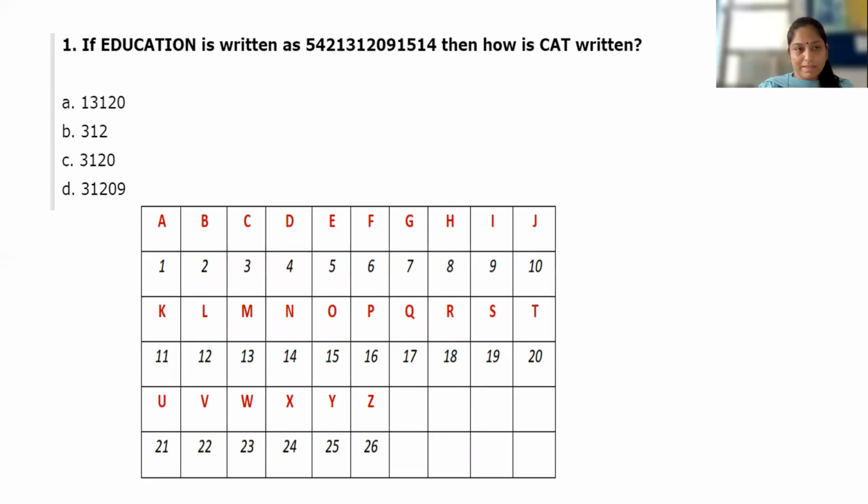The question says, if education is written like this, which is 5, 4, 21, 3, 1, 20, 9, 15, 14. Well, if you see, the numbers are more than the letters, but how is it possible? We'll just see. Then how is cat written?